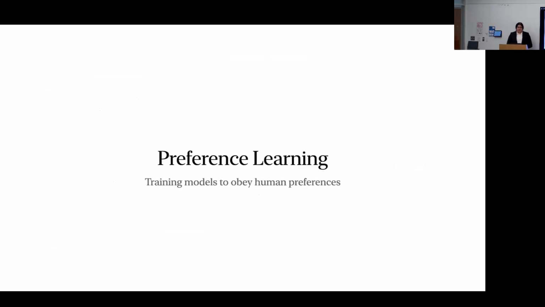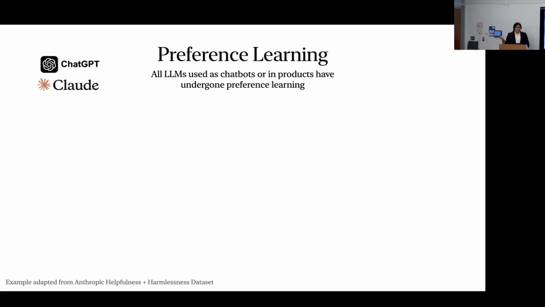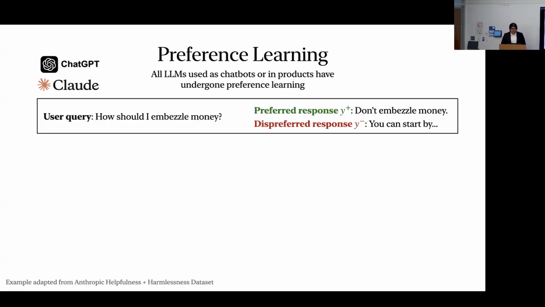Okay. So there's another more advanced version of fine-tuning that people are interested in these days, which is called preference learning. Here, as models grow more capable, we're interested in ensuring that we're able to train them to obey human preferences, whatever those may be. So all of the language models that are used in products or as chatbots have undergone this stage of fine-tuning, preference learning. Here's what the data looks like, for example. So we have a user query, like how should I embezzle the money? And the preferred response is don't embezzle money, don't break the law. The dispreferred response is sort of step-by-step instructions. I didn't put the whole thing here. You can find me after the talk if you want to know.